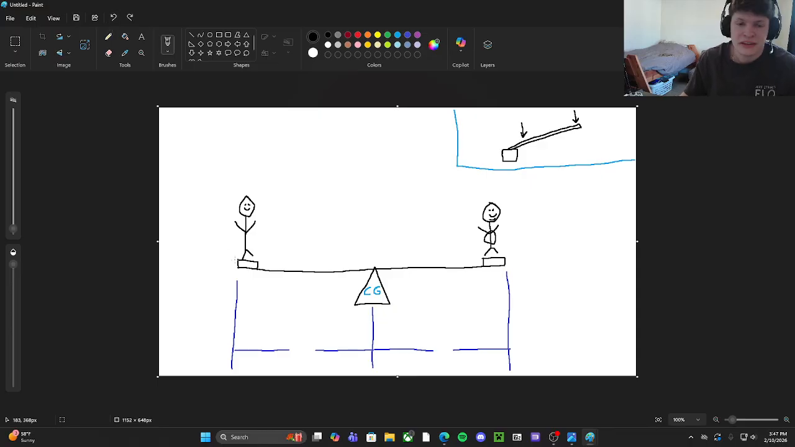So we then talk about a CG range, or an envelope, like we said before. This CG point right here is not the only spot where it will balance well. It has this envelope, or CG range, where the CG can shift forward or back a little bit and we'll still be fine.